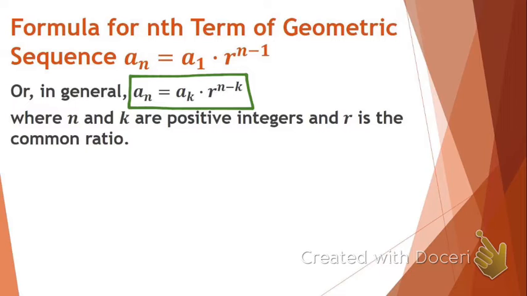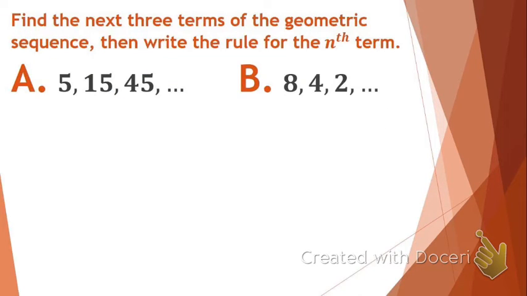Go ahead and practice a little bit with finding terms in a geometric sequence. You guys okay if I put that example up? Okay. We want to find the next 3 terms in the sequence, and then we're going to write the rule for the nth term. What do I need to know before I can write any of these terms? I need to know the common ratio. So we need to find the common ratio first.